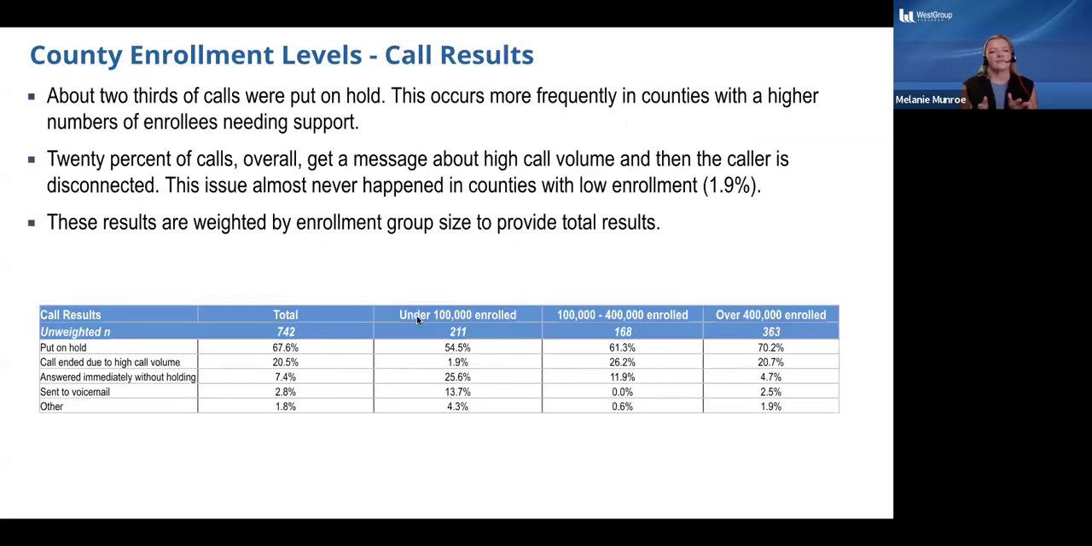Looking at the call results by enrollment level, these calls were either put on hold, answered immediately after the automated voice message, disconnected because of a message about high call volume and then we were asked to call back later, sent to voicemail, or something else ended up happening, like the call center was closed early.